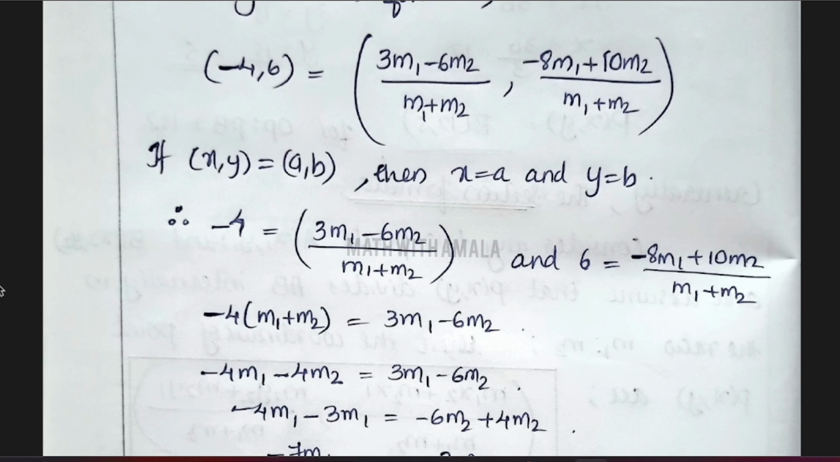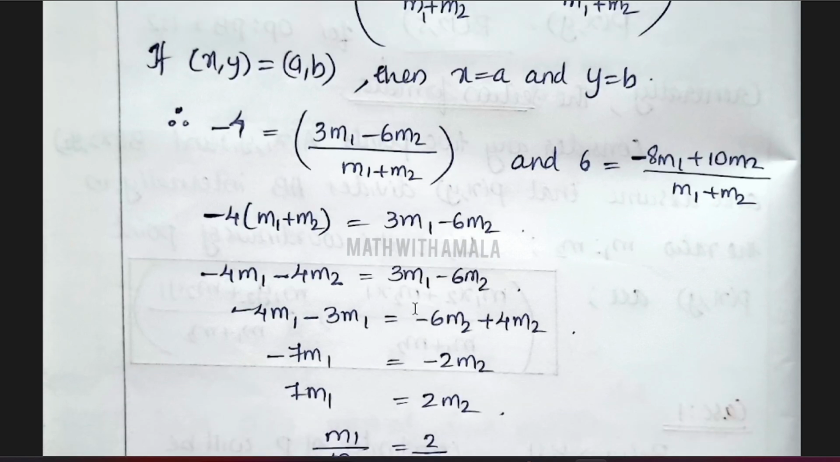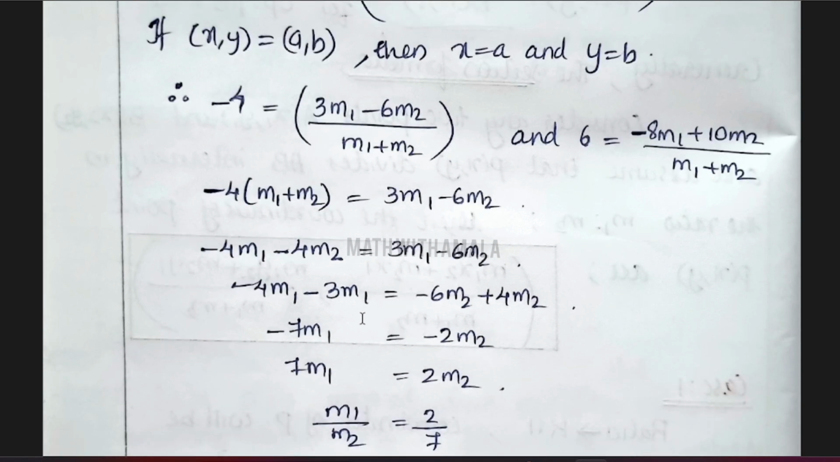Now we can cross multiply. Minus 4 into m1 plus m2 is equal to 3m1 minus 6m2, and by distributing you get minus 4m1 minus 4m2 equal to 3m1 minus 6m2. Then minus 4m1 minus 3m1 is equal to minus 6m2 plus 4m2. That implies minus 7m1 is equal to minus 2m2. You can cancel the negatives. 7m1 is equal to 2m2.